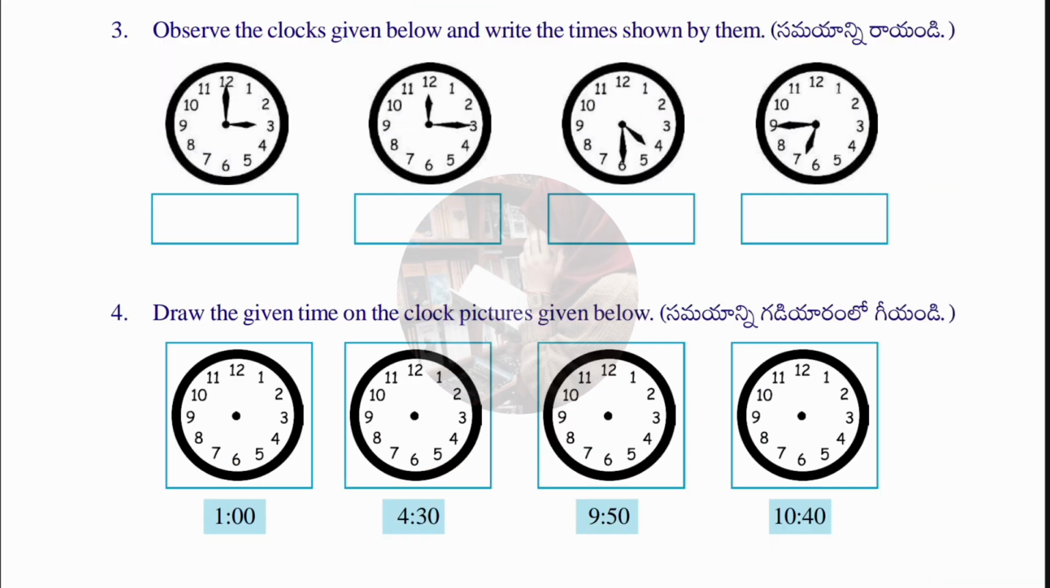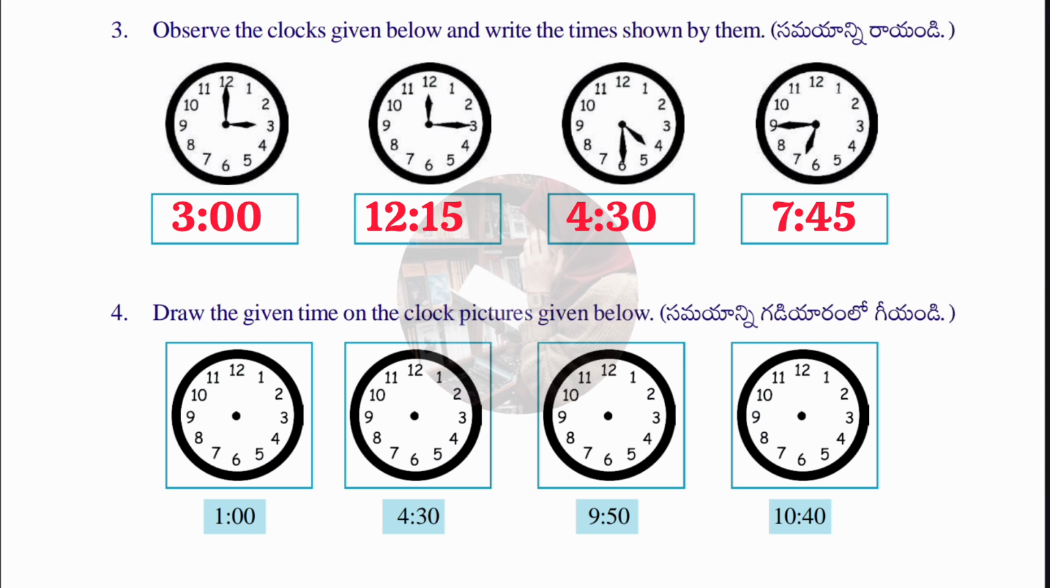Let's move on to the third question, which is observe the clocks given below and write the times shown by them. Okay, here 4 clocks are given in which time is shown differently in each clock. You have to mention the correct exact time shown in that particular clock. Let's see each one by one. So first clock is showing the time 3 o'clock. Not mentioned AM or PM, just write down the time 3 o'clock. Next clock is showing 12:15 exactly. Next clock is showing 4:30 exactly. Next clock is showing 7:45 exactly.